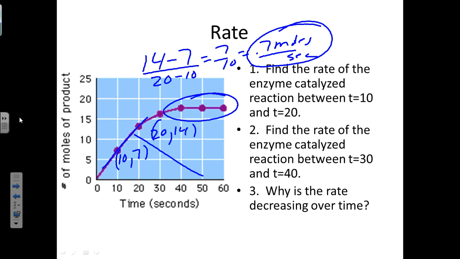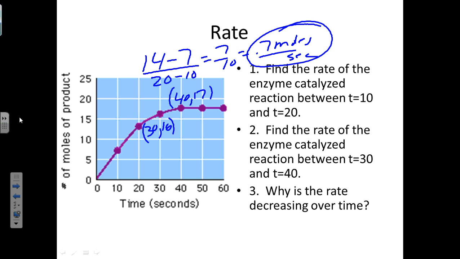Second question, find the rate between 30 and 40. Is it 0 between 30 and 40? Not quite, right? Let's erase some of this. At 30, we're at about 16, right? At 40, we're at probably like 17. Now, if I'd asked for the rate between 40 and 50, you would have said what? 0. Between 30 and 40, it's not quite 0.